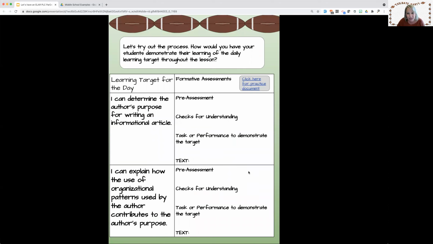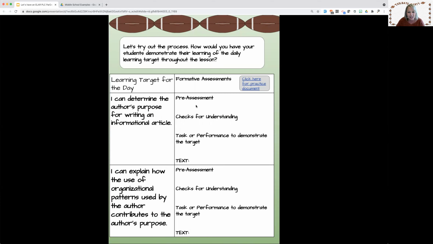All right, now it's your turn. I have created a document where you're going to have an opportunity to get creative and try out the process. There are at least 3 to 4 opportunities in every lesson to monitor whether they're getting to the learning target. So now you're going to get to write down some of your ideas. I've given you 2 targets. You can pick either one of them.